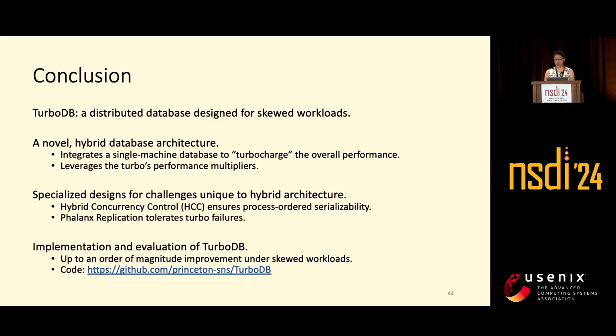TurboDB is a new hybrid database for skewed workloads. It integrates a single machine database into a distributed database to both turbocharge performance and scale storage capacity, respectively. To ensure performance and correctness, we introduce HCC to coordinate two concurrency control protocols and Phalanx to make the turbo fault tolerant. We implement TurboDB on CockroachDB and Cicada to demonstrate significantly better performance on highly skewed workloads.